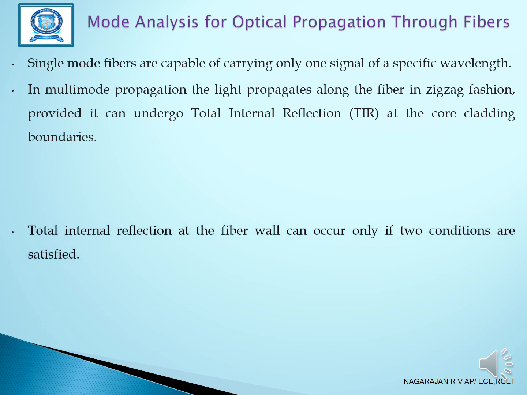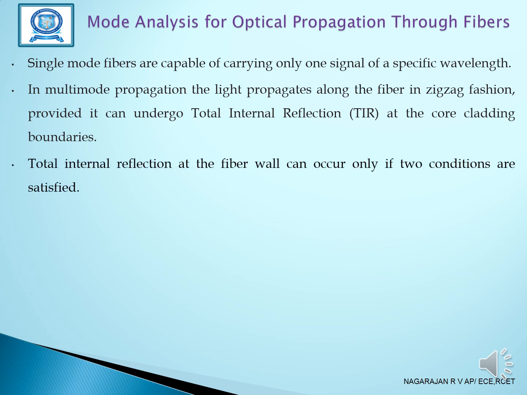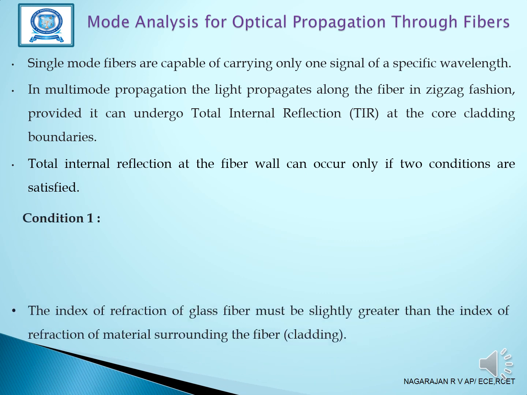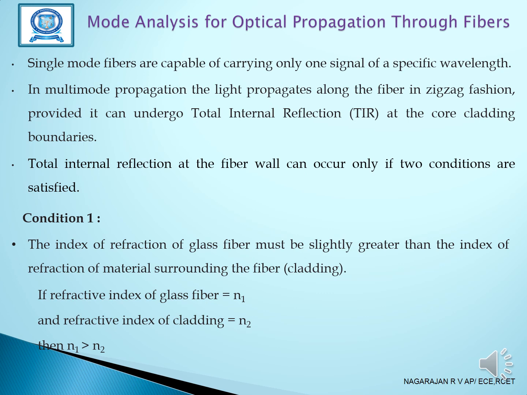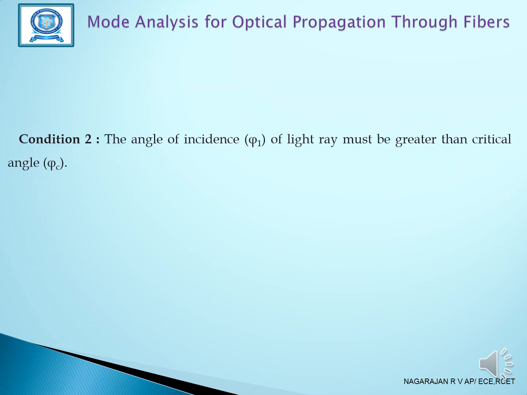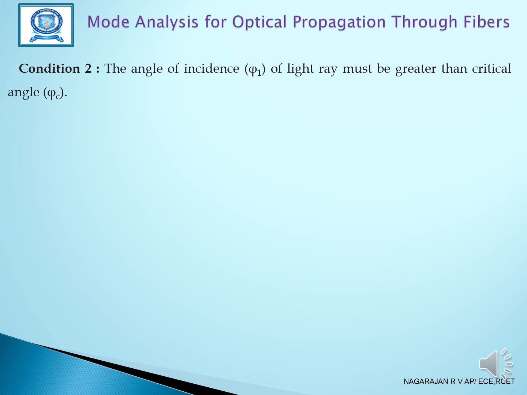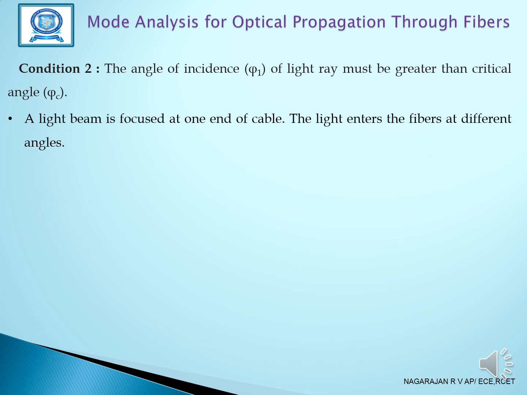The total internal reflection at the fiber wall can occur only if two conditions are satisfied. First condition, the index of refraction of the glass fiber must be slightly greater than the index of refraction of the material surrounding the fiber. If the refractive index of the glass fiber is N1 and the refractive index of the cladding is N2, then N1 is greater than N2. Second condition, the angle of incidence phi 1 of the light ray must be greater than the critical angle phi c. A light beam is focused at one end of a cable.